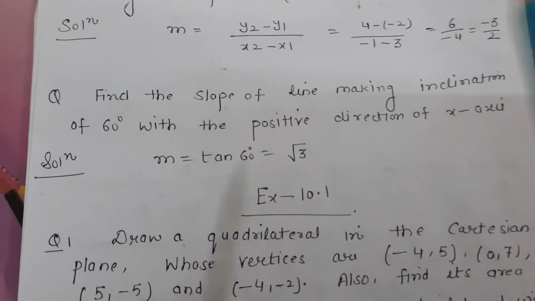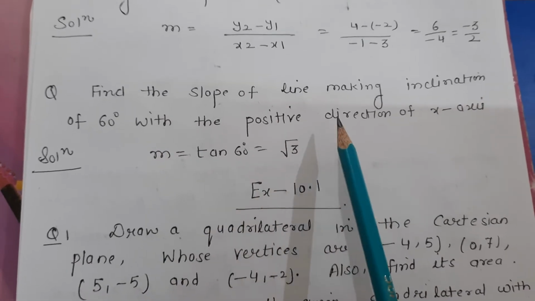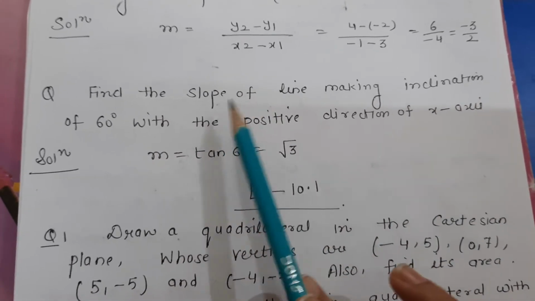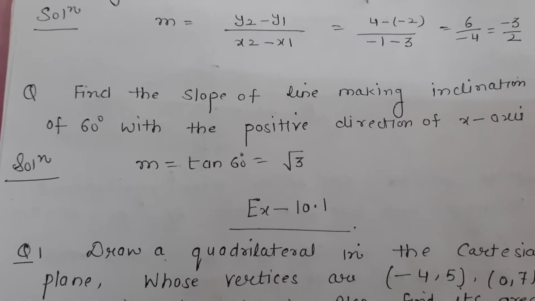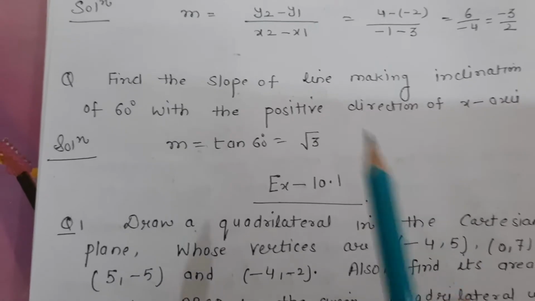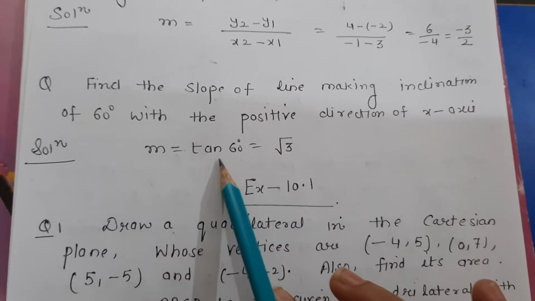Next question. Find the slope of the line making an inclination of 60 degrees with the positive direction of the x-axis. Now this line is making an angle of 60 degrees with the positive direction of the x-axis. Inclination is 60 degrees, so slope will be tan 60 degrees.